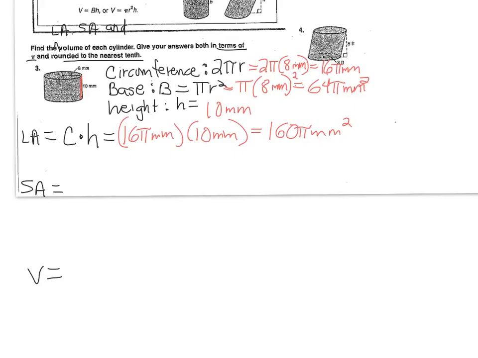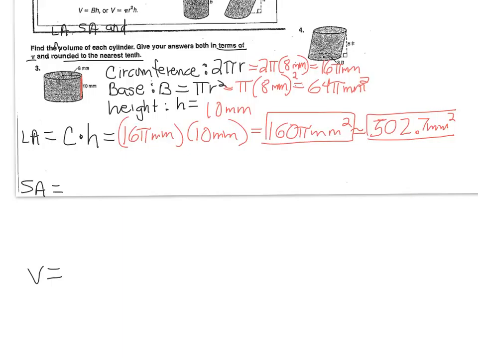Now that I have the lateral area in terms of pi, I need to get that approximately. So put that in the calculator, 160 pi. And how much is that approximately? 502.7, to the tenth. And this is square millimeters. So that is the lateral area, approximate and exact in terms of pi.